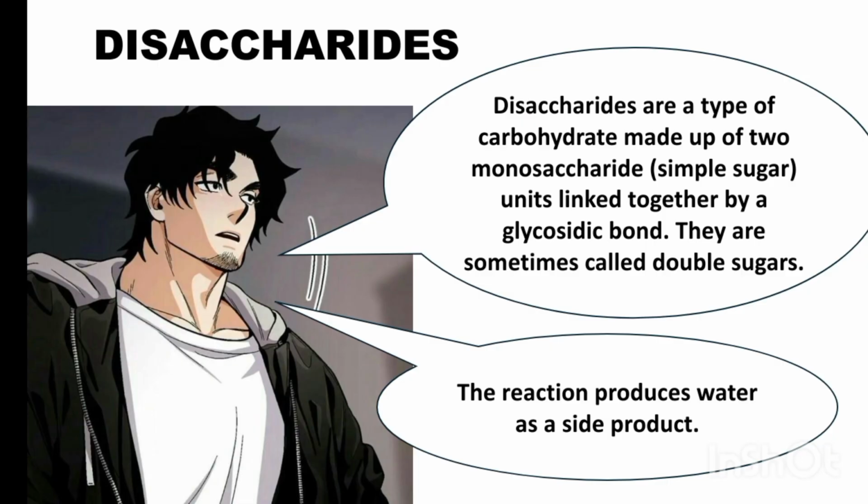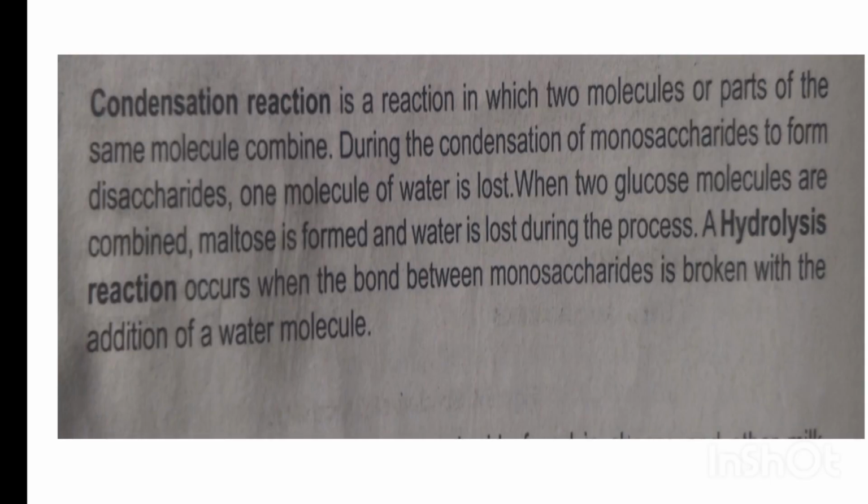Disaccharides are a type of carbohydrate made up of two monosaccharide or simple sugar units linked together by a glycosidic bond. They are sometimes called double sugars. The reaction produces water as a side product. Condensation reaction is a reaction in which two molecules or parts of the same molecule combine. During the condensation of monosaccharides to form disaccharides, one molecule of water is lost. When two glucose molecules are combined, maltose is formed and water is lost during the process.